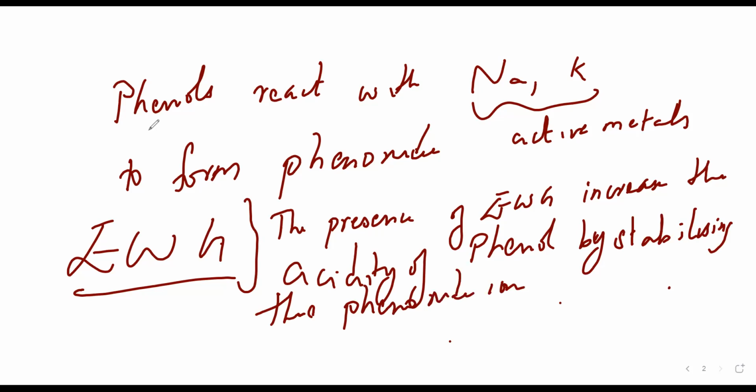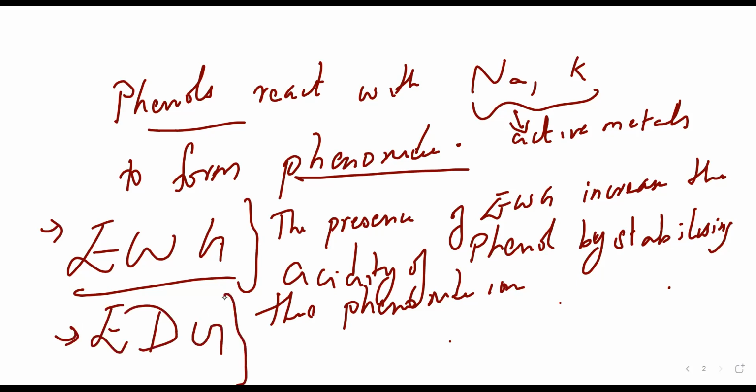So first thing is phenols react with active metals to form what? Phenoxide. Correct? To form phenoxide. This full stop, this active metals is with this. Correct? Then the presence of electron withdrawing group increases the acidity of phenol by stabilizing the phenoxide ion. Clear?